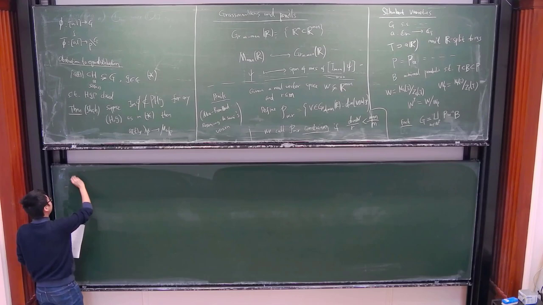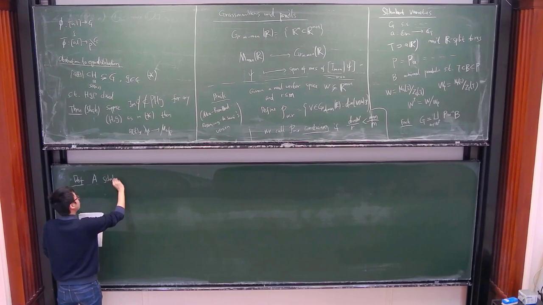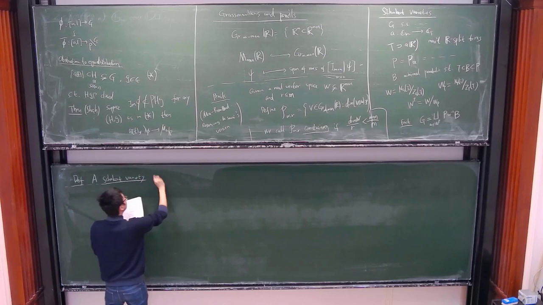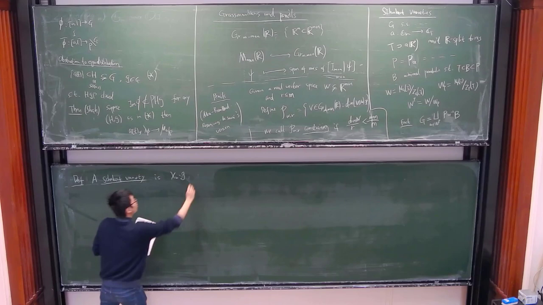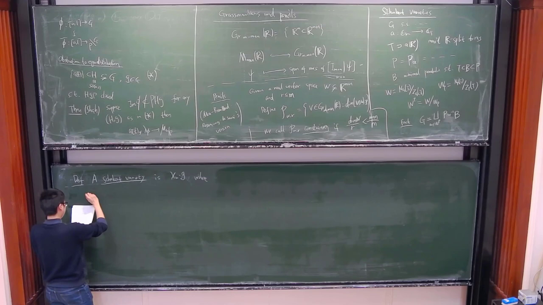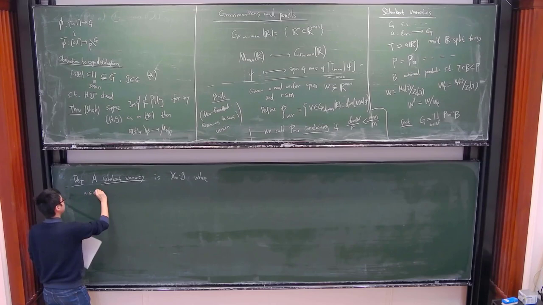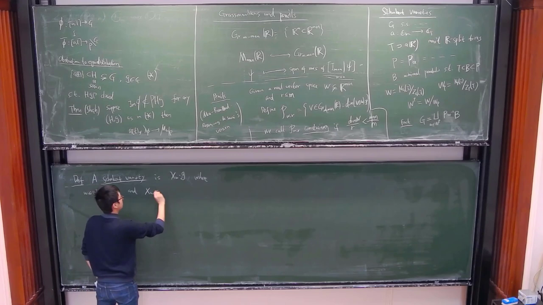Okay, so now we can define Schubert variety. A Schubert variety is a variety that looks like this. So what is X_W? Where W is in W^T, g is in G, and X_W is the closure of the cell.